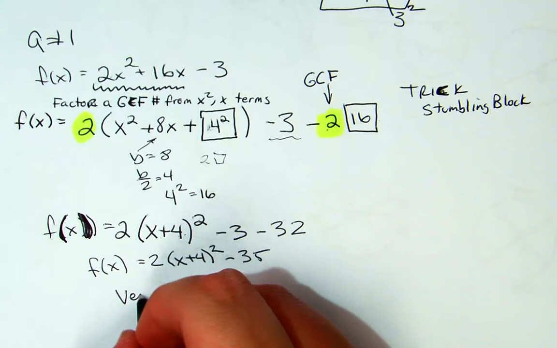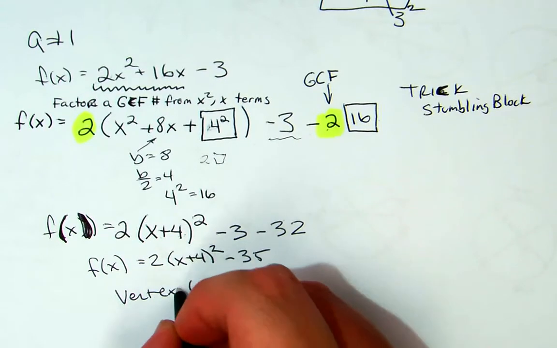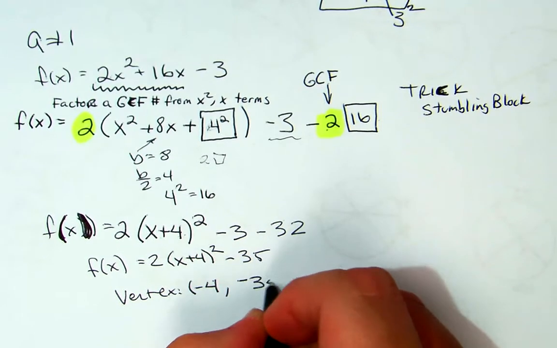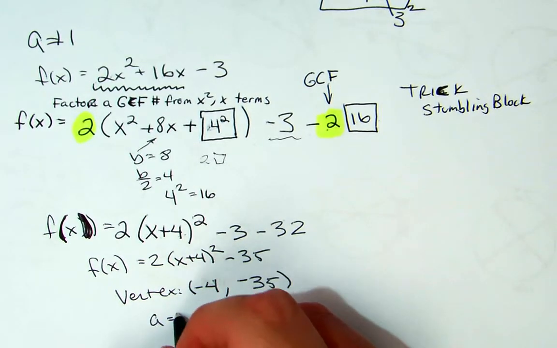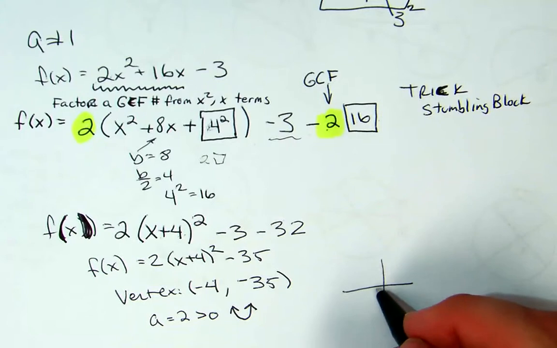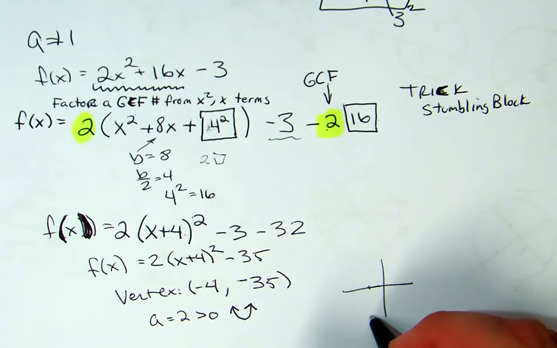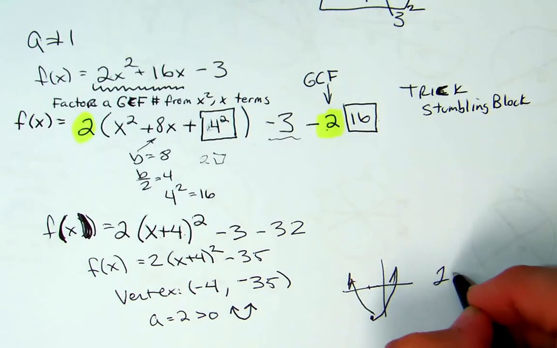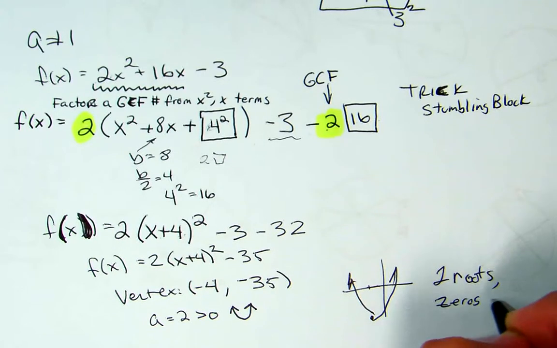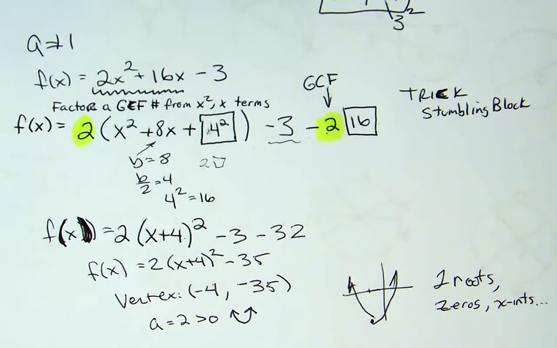And from here I could tell my vertex is negative 4, negative 35. My a is equal to 2, which is greater than 0, which means I know I'm going to open up. And since both of my values are negative, I'm going to be over here, and I'm going to be way down here, and I know it's going to open up like this. I also know I get 2 roots, or zeros, or x-intercepts. I know that's still going to be the case.